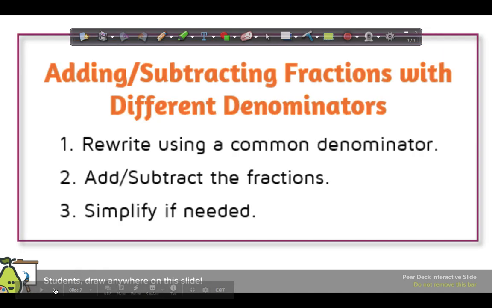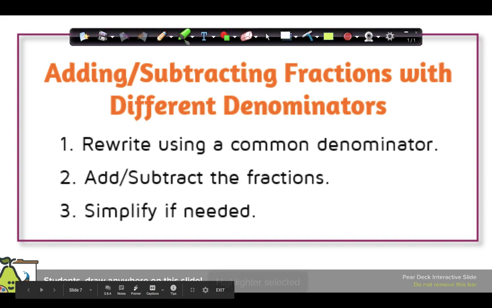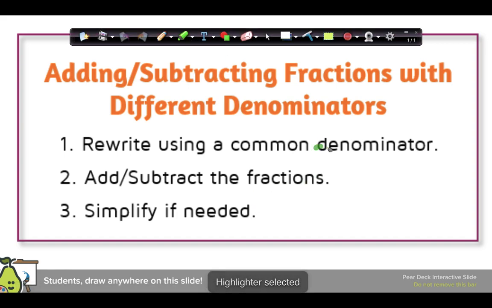And then we wrote, to add or subtract fractions, we have to find a common denominator and then add or subtract the fractions and simplify if you need to. And we discussed that denominator is the same as size.